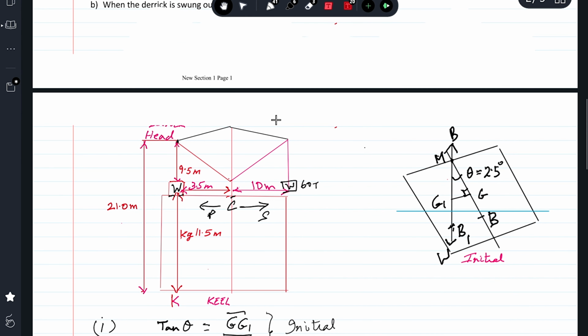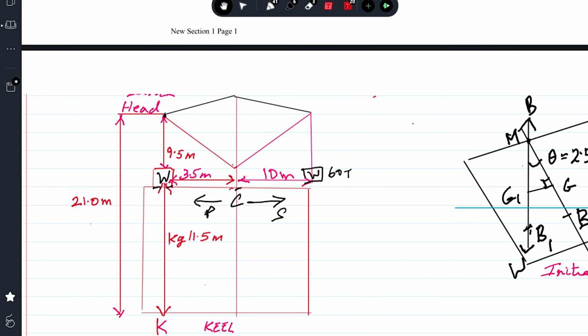You can see this diagram here. This is the derrick and weight W is there, 3.5 meters port side of the center line. KG of the weight is given as 11.5 meters. The head of the derrick, when it is plumbed over the weight for picking up, that time is 21 meters from the keel.